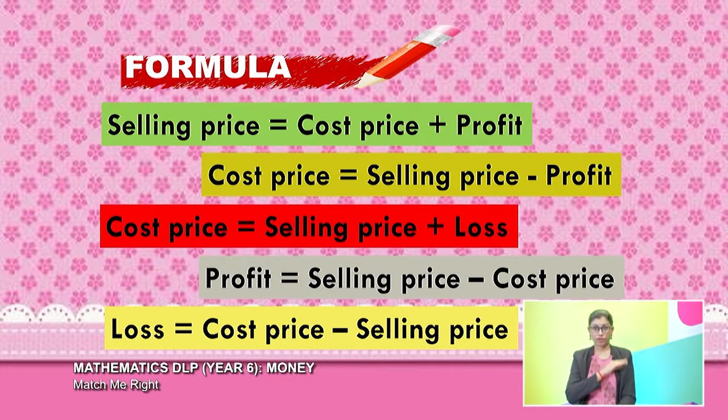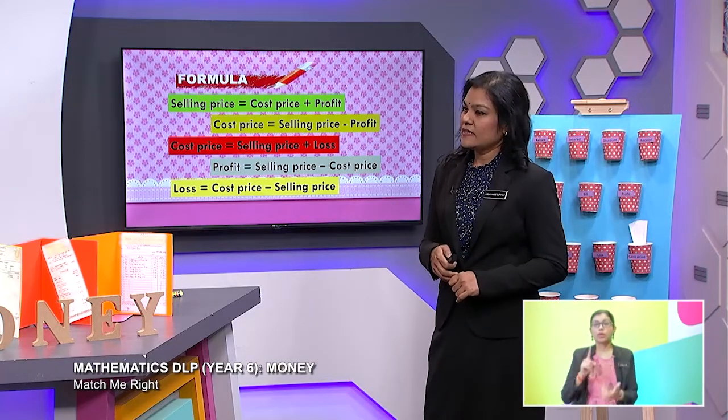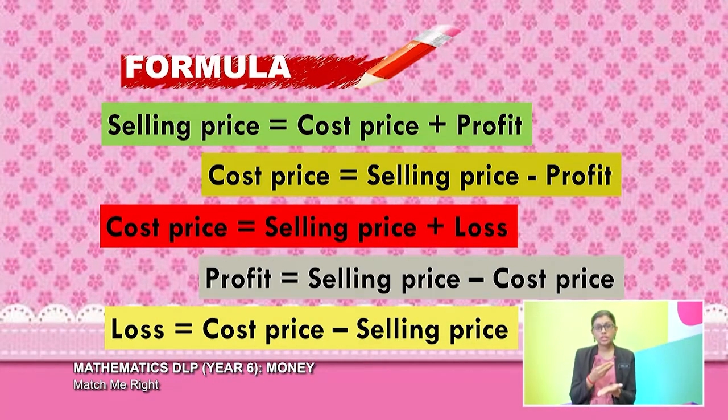As for the cost price, we have two situations here. One is we minus the profit. The other one is we plus the loss. So for loss, cost price is equivalent to selling price plus loss.